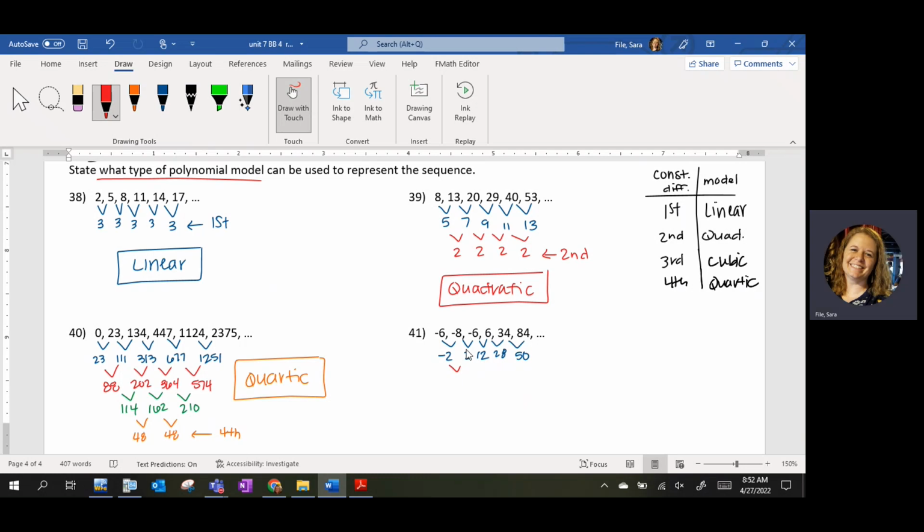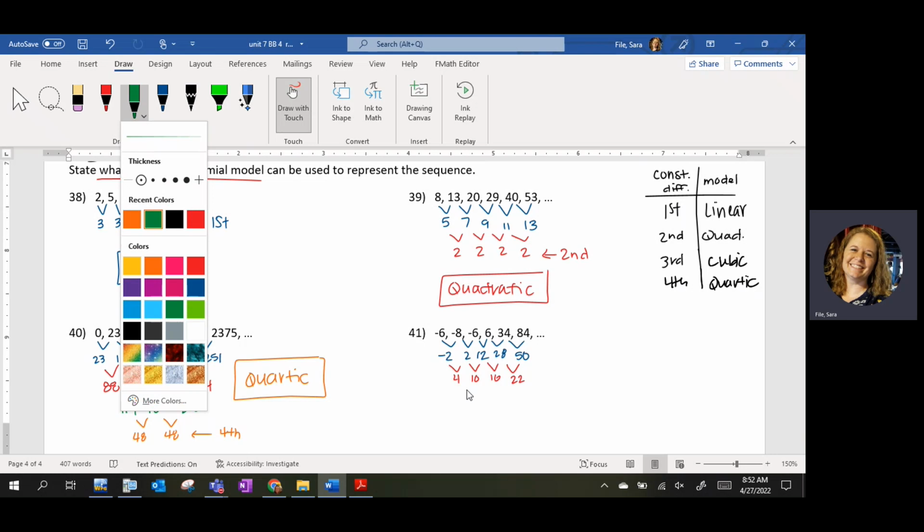Okay, so 2 minus -2, we know that's 4. 12 minus 2 is 10. 28 minus 12, we've got our 16. And then 50 minus 28, 22. Still not the same, so we'll try the third difference.